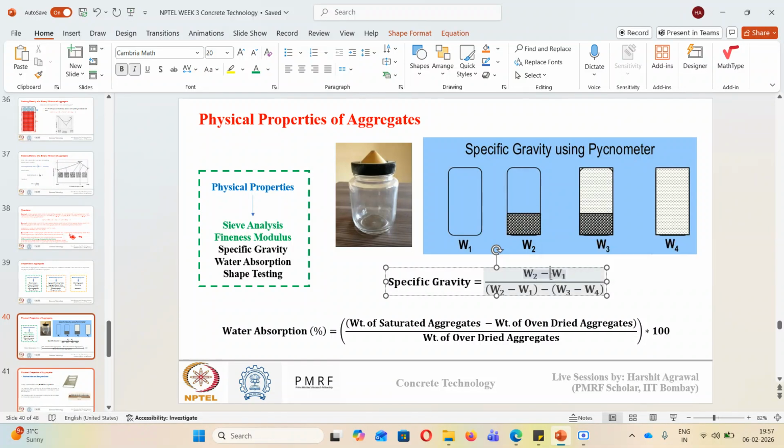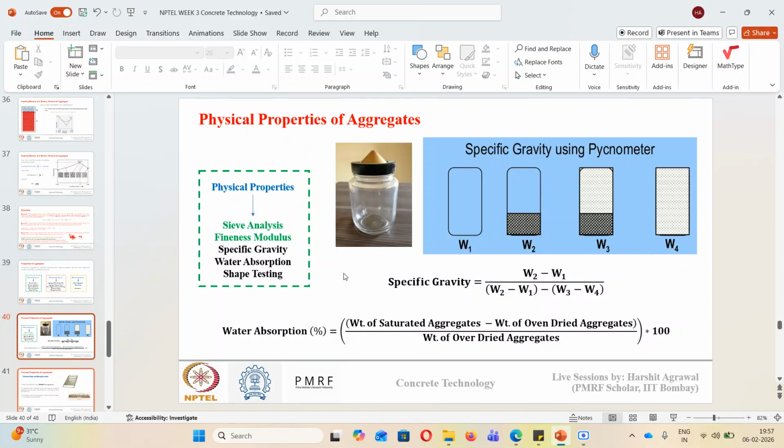Where the numerator W2 minus W1 is the weight of aggregate in air, and the denominator (W2 minus W1) minus (W3 minus W4) denotes the weight of aggregates in water. So the ratio of this gives me the specific gravity of aggregate.